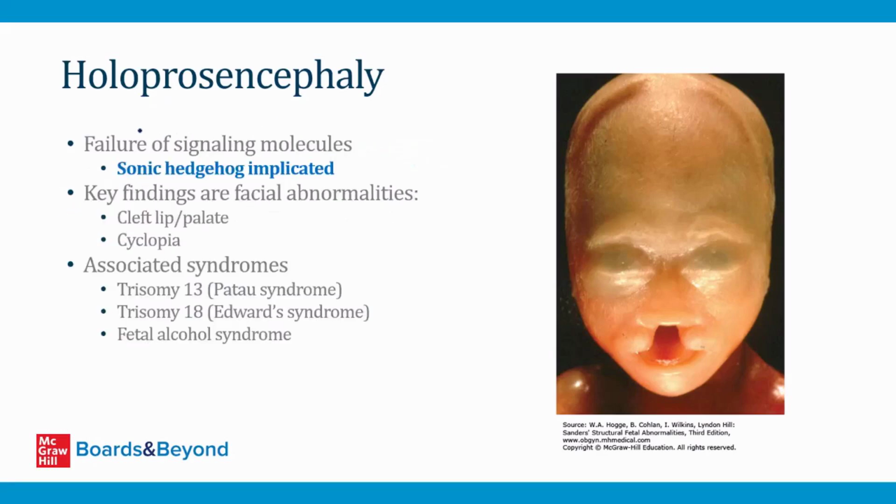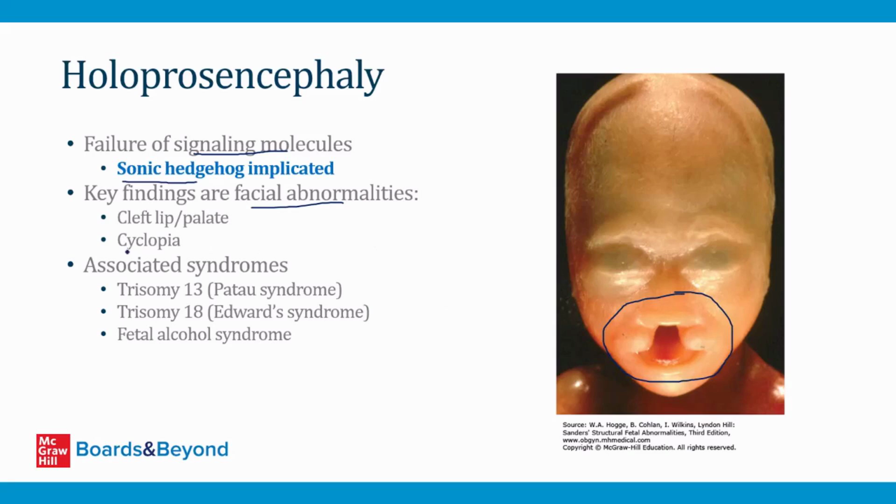You should be aware that in the basic science literature, there have been a number of studies showing that the reason the prosencephalon fails to cleave normally in holoprosencephaly is because of failure of certain signaling molecules. One of the molecules that's been implicated a number of times is the sonic hedgehog protein. And when a baby is born with this condition, the key findings that you're going to see are facial abnormalities. You won't be able to see that the brain has not cleaved in half normally. There are often abnormalities of the face that are obvious. One of the things that many babies with holoprosencephaly have is a cleft lip or palate. That's what's shown here in this image.